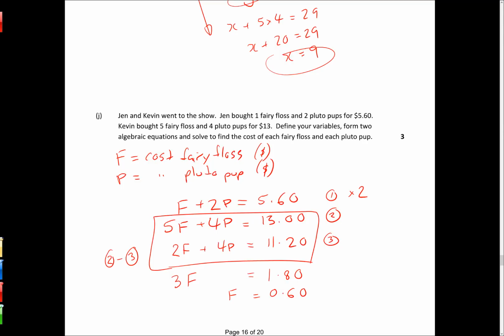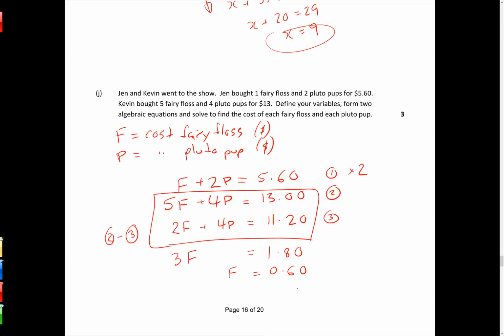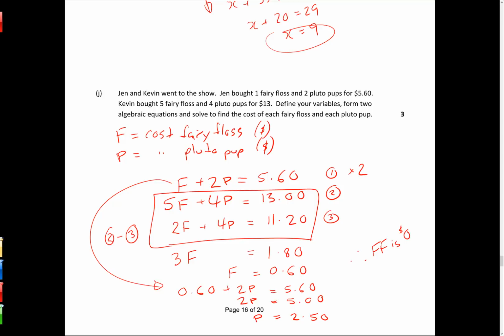So fairy floss must be 60 cents. And we sub that back into one of them, just the original will do. F plus 2P is $5.60. So in other words, 60 cents plus 2P is $5.60. Take 60 cents off both sides, gives me 2P equals $5. And if I divide $5 by 2, gives me a Pluto pup must have been $2.50. Therefore I'd summarise and say fairy floss is $1.60 and Pluto pup is $2.50.